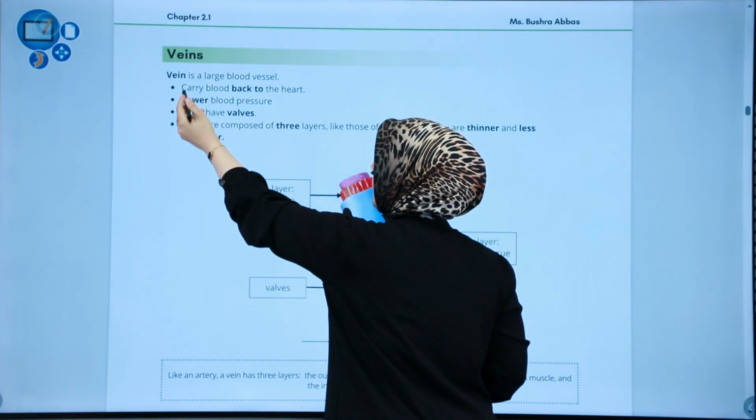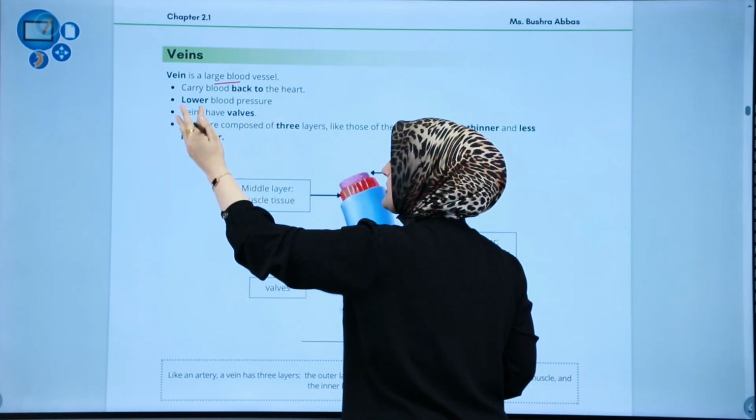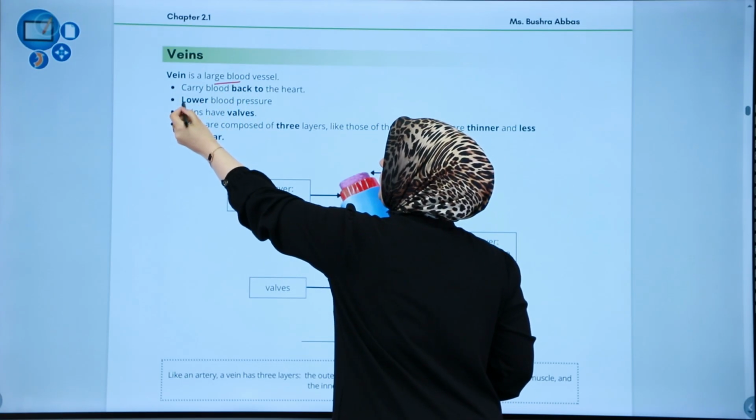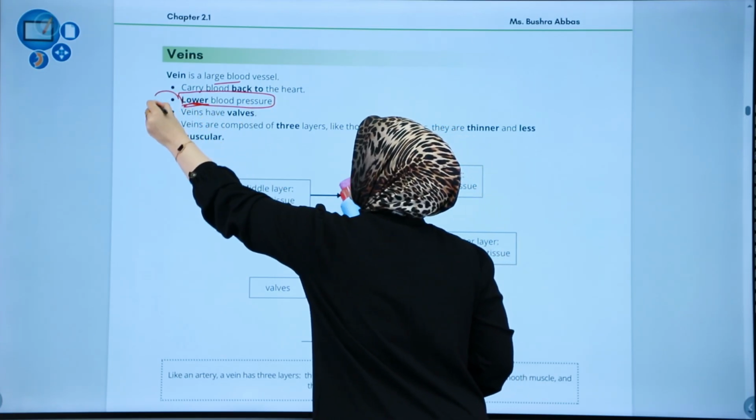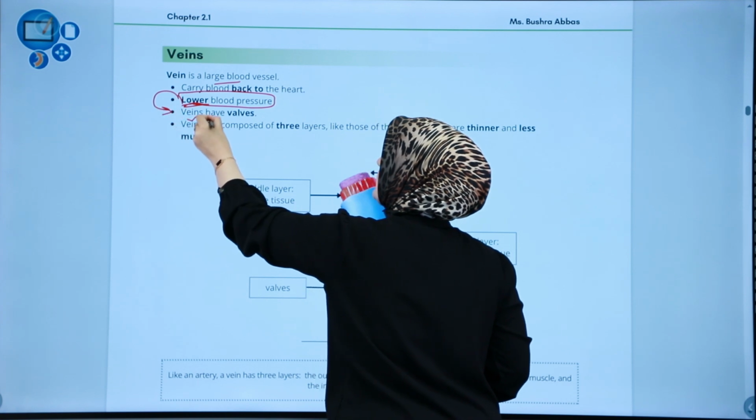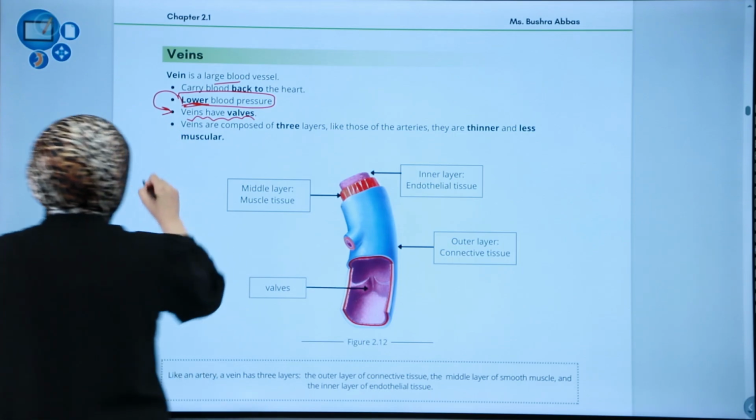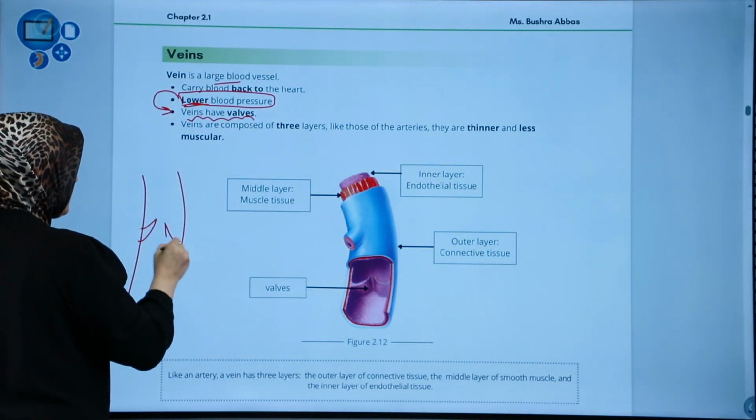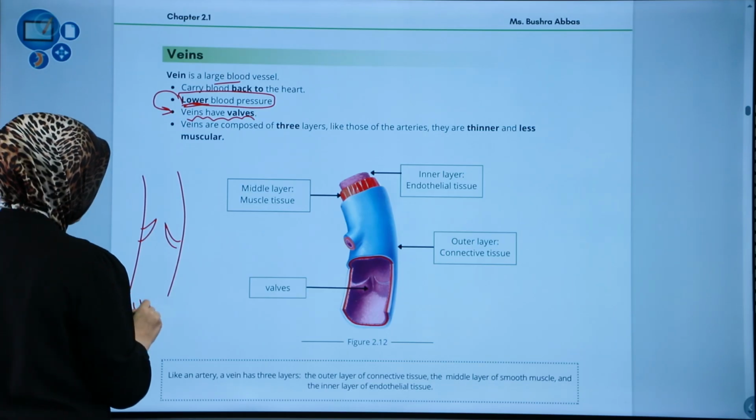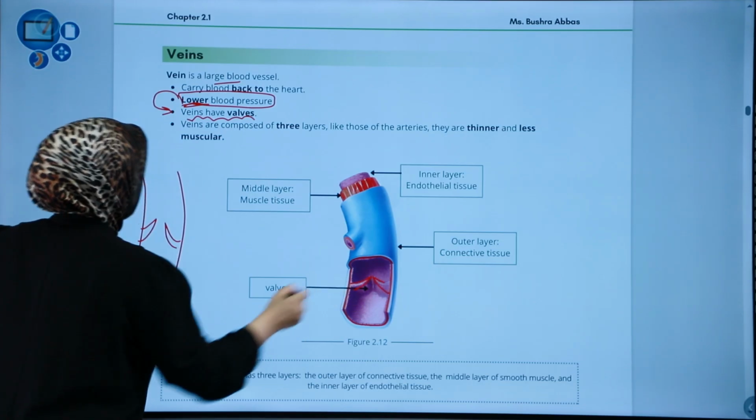That's why you will see that the veins are large also, but not muscular, or at least not as thick. Okay? Lower blood pressure, and this lower blood pressure is what causes the veins to have valves. So anytime I draw something like that and I show you the valves like that, it's a vein. There's no question, okay? You see it here too, like that.